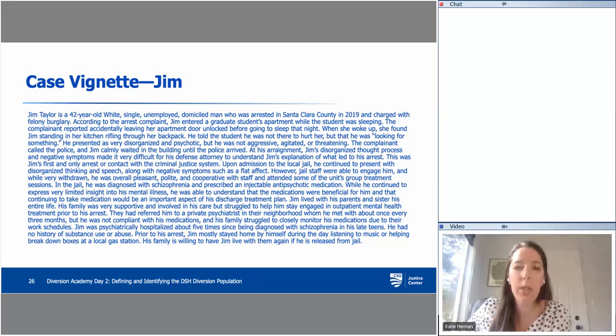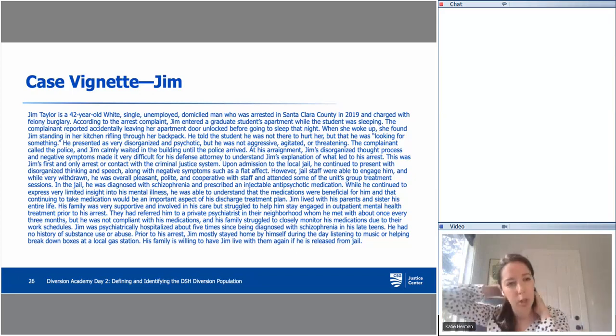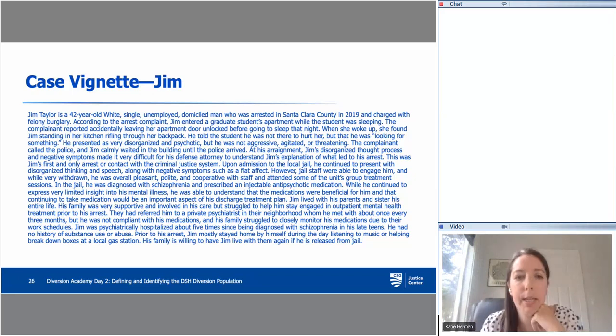Jim Taylor is a 42-year-old white, single, unemployed, domiciled man who was arrested in Santa Clara County in 2019 and charged with felony burglary. According to the arrest complaint, Jim entered a graduate student's apartment while the student was sleeping. The complainant reported accidentally leaving her apartment door unlocked before going to sleep that night. When she woke up, she found Jim standing in her kitchen rifling through her backpack. He told the student he was not there to hurt her, but that he was, quote, looking for something.